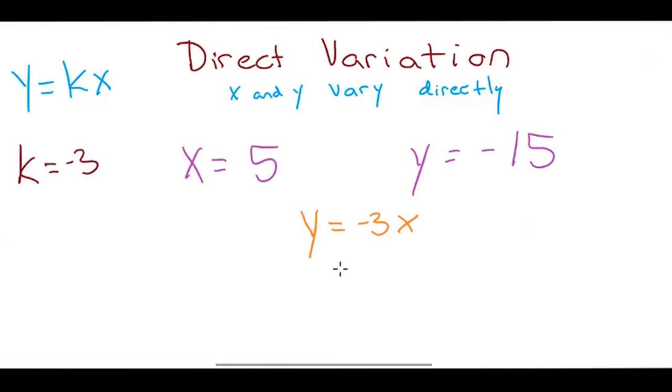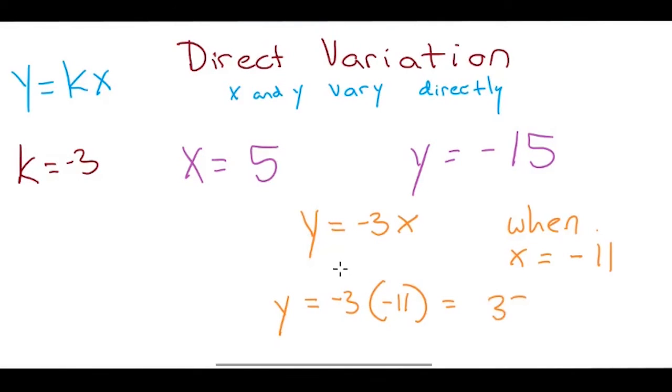But let's say that they want to know what y equals negative 3x is when x equals negative 11. Well, we replace the x with a negative 11, so it's negative 3 times negative 11. So y equals positive 33.